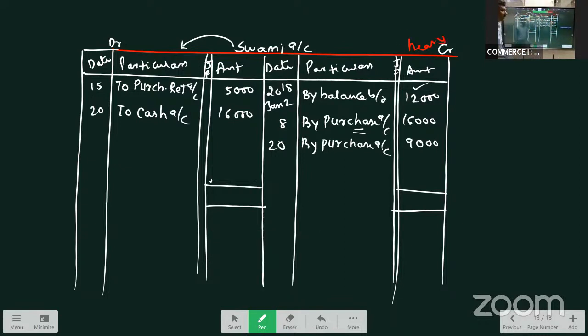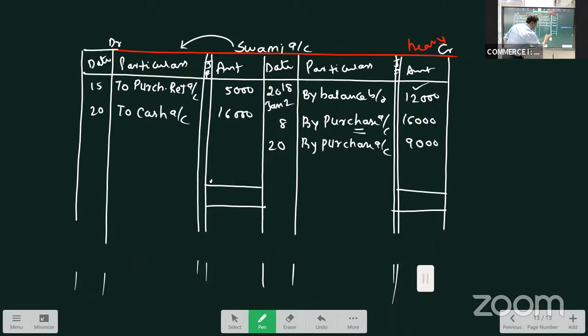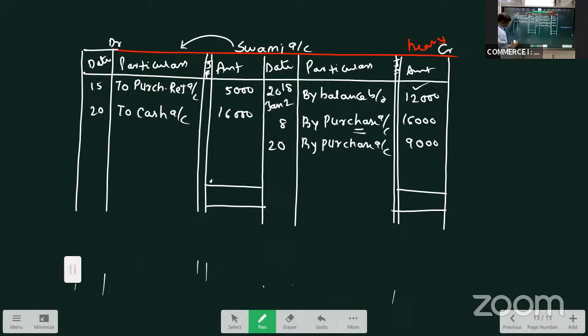So Swami account is showing what balance? We say credit balance. We say Swami's account is showing credit balance. Okay, balancing I'll do here only. How do we do balancing? We take the heavy side. Which side is heavy? Credit side is heavy. What is the total on credit side? It is 12 plus 16, 28 plus 9. It is 37,000. The same will write here also. 37,000.